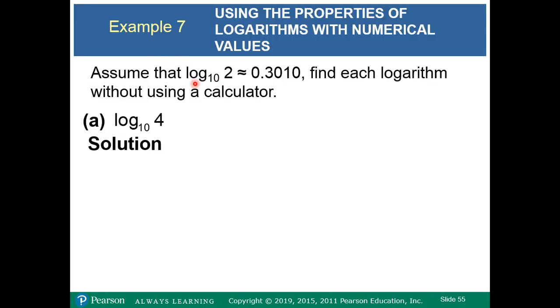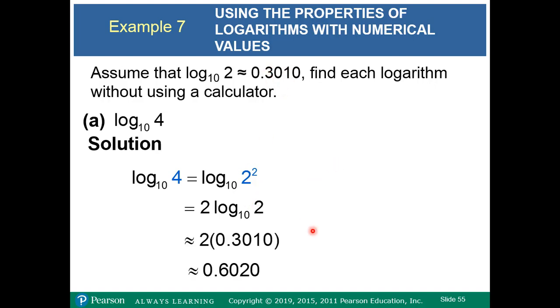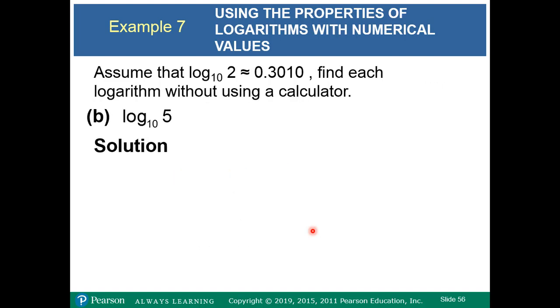Okay, let's assume that the log base 10 of 2 is approximately equal to this. Find each logarithm without using the calculator. Well, let's see what we can do. This is 2 squared, right? So we can write this as 2 squared and then use the power property. And so now we know log base 10 of 2 is equal to this. So 2 times this is 0.6020. Okay, what about this one?